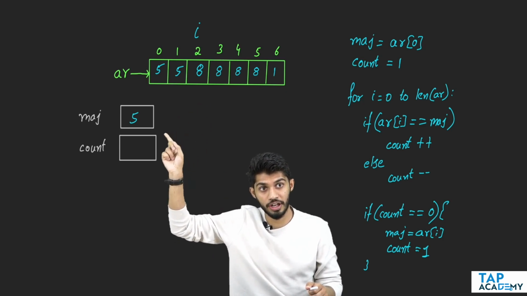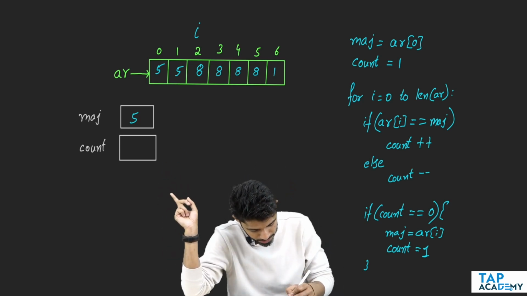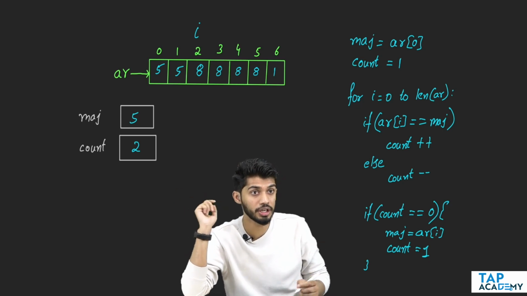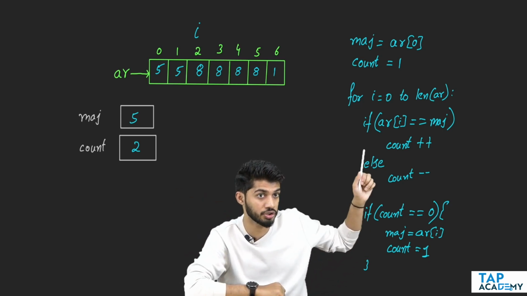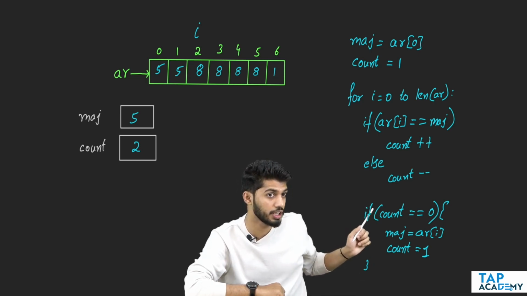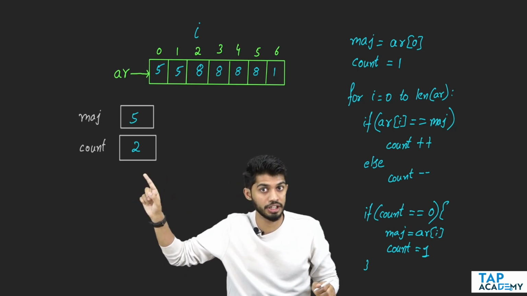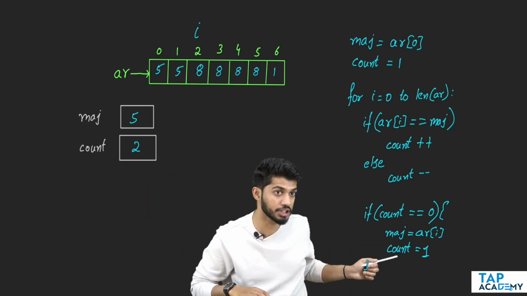No. In this case, the value of count should reduce. The value of count was 3, now it will become 2. It will not execute the if part; it executed the else part. Now it has to check this block: is count equal to 0? If you check, the count value is 2. The condition fails, so it doesn't execute this part.